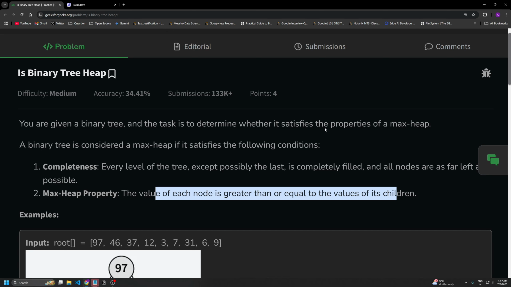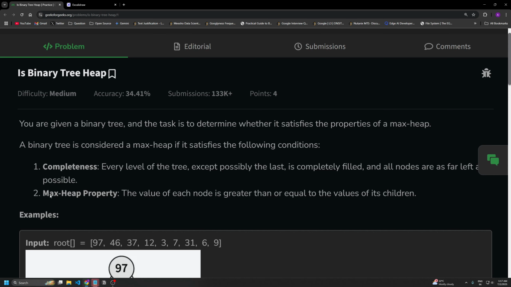So how do we even approach these kinds of problems? Before that, we need to understand what the properties of heap are. So the property of heap is as follows. It should be complete and it should follow the heap property, which is not very well worded. But what it means is that the value of each node is greater than or equal to its children. And I will even explain what complete means over here.